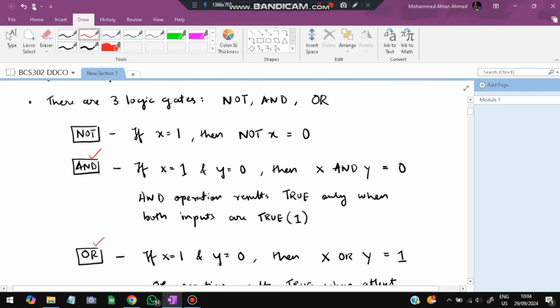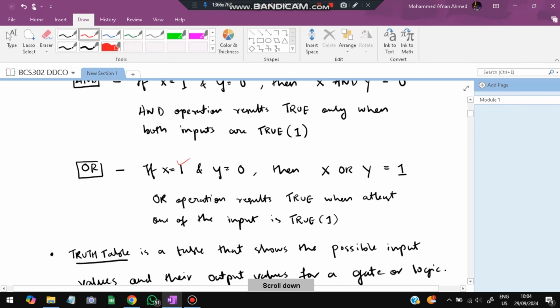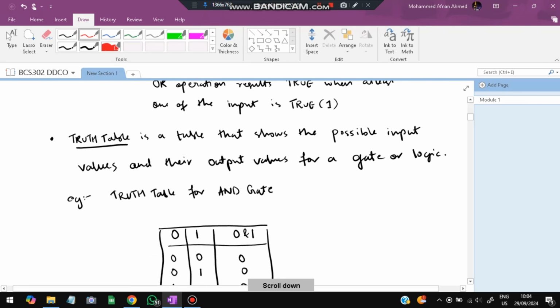Next, we have the OR. In OR, either of them should be 1. Either of them or both of them being 1 makes it true. In this case, since x is 1, OR of x and y is equal to 1. It will be 0 only in the case where both are 0, none of them are 1. In that case, x OR y will be equal to 0. So this is about the logic gates. How many were there? AND, NOT, OR. And a Boolean value can consist of 0 or 1.